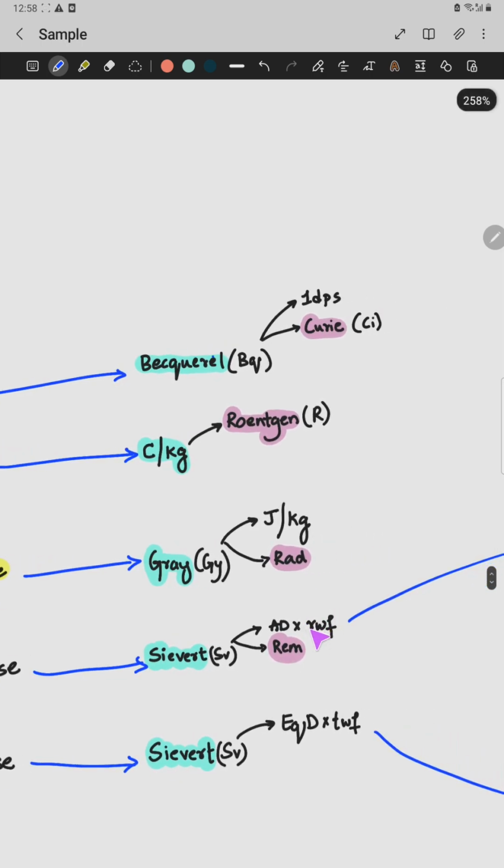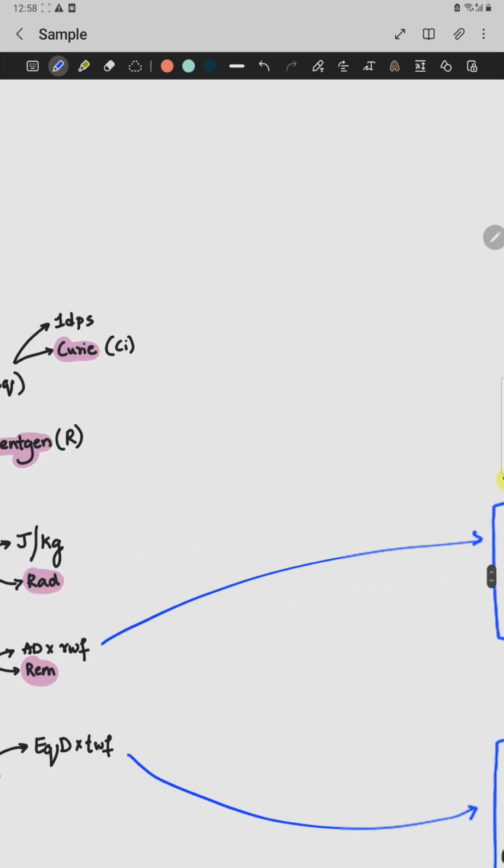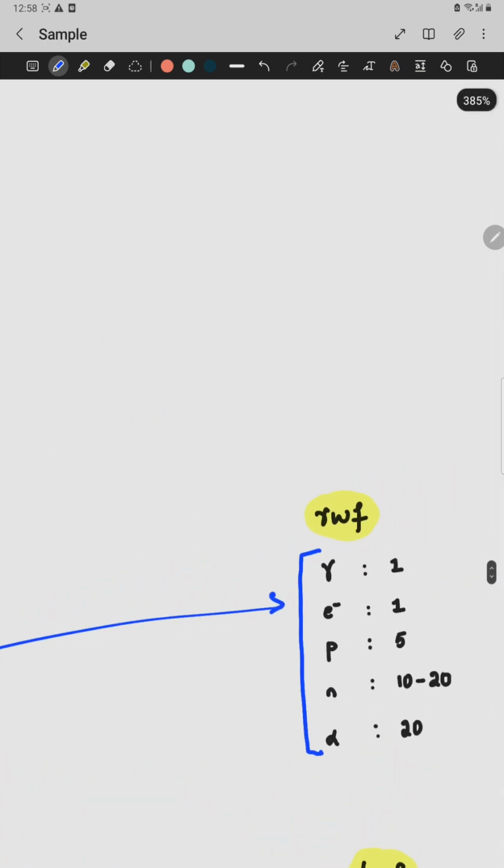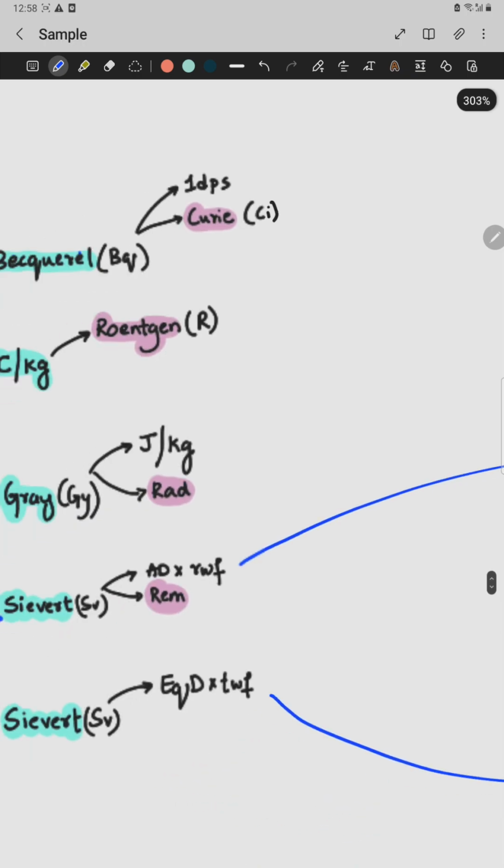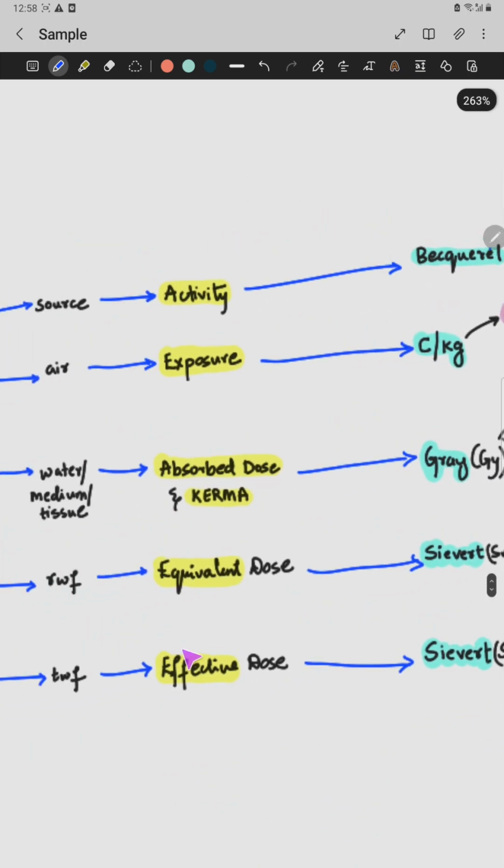And what are the radiation weighting factors for each? Gamma photons and electrons have a radiation weighting factor of one, protons have 5, neutrons have slightly more, that is 10 to 20 based on the energy levels, and alpha particles have 20.